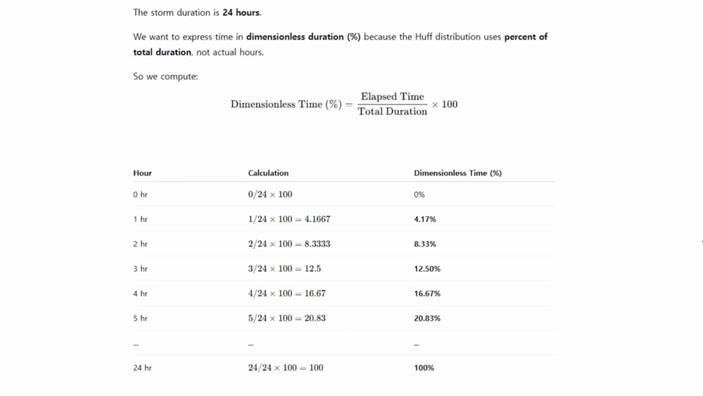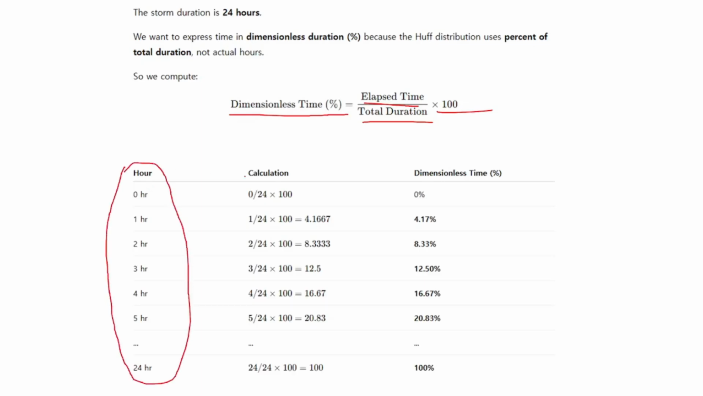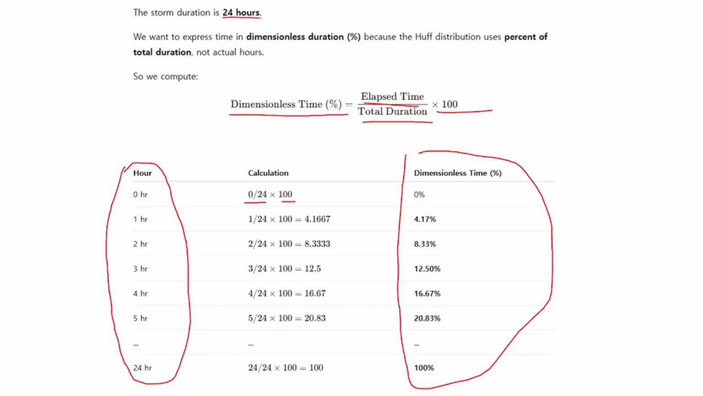Okay, so like this. So dimensionless time percentage is equal to elapsed time over total duration times 100. So we're basically converting the regular hours into percentages. And how do we do that? We basically divide each hour by 24 and times 100, because we're looking for a 24-hour duration storm. Okay, so 1 divided by 24 times 100, you get this. 2 divided by 24 times 100, you get this. And that's how you get this dimensionless time in percentage.